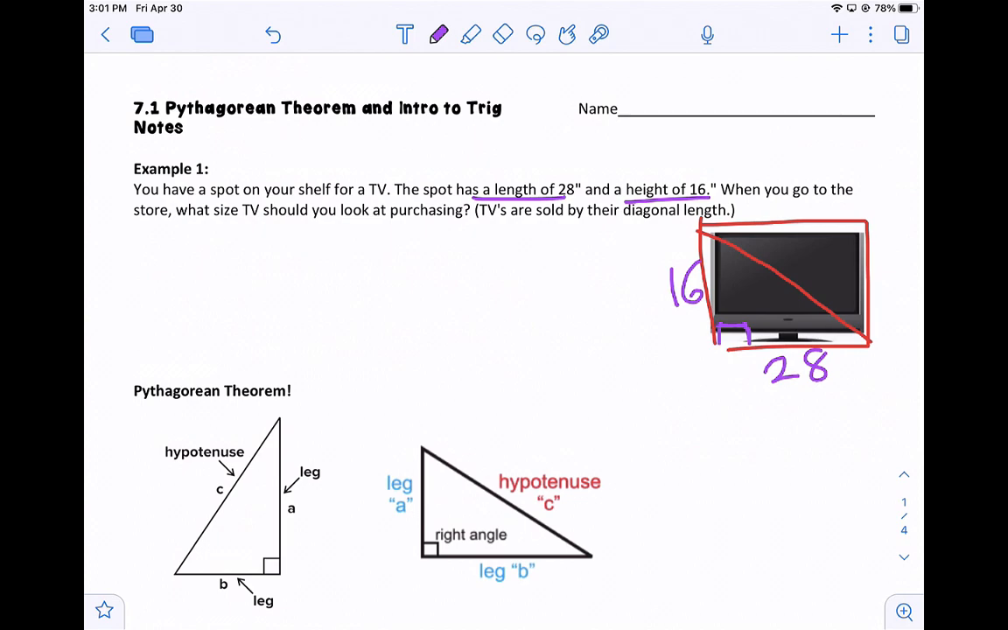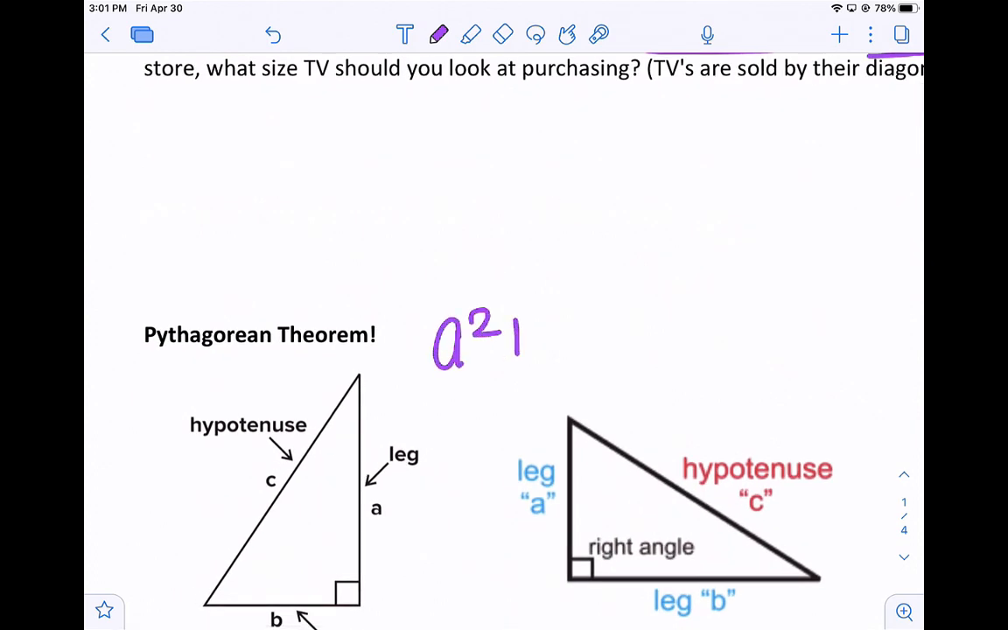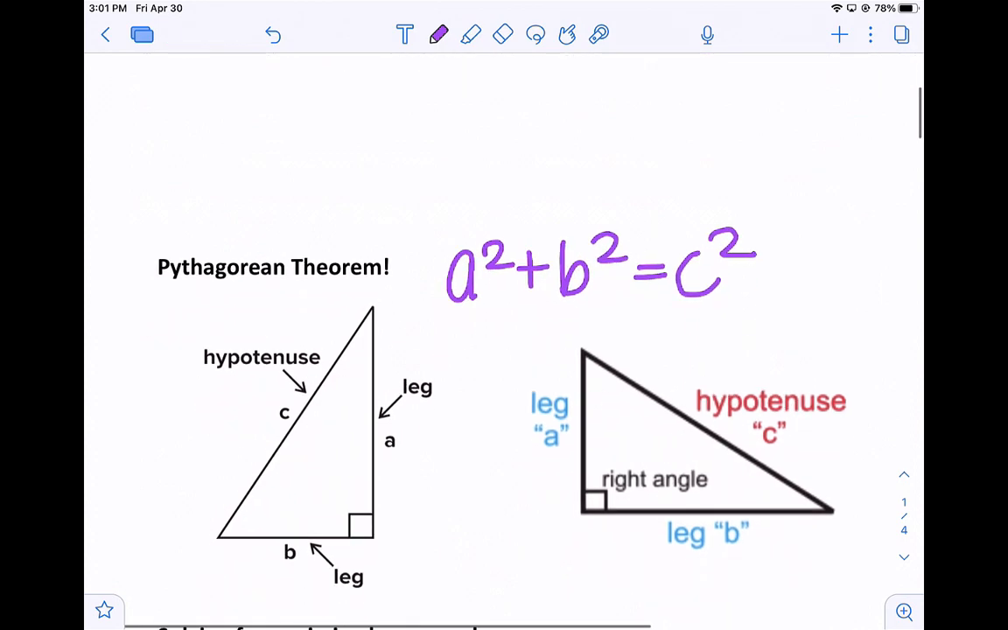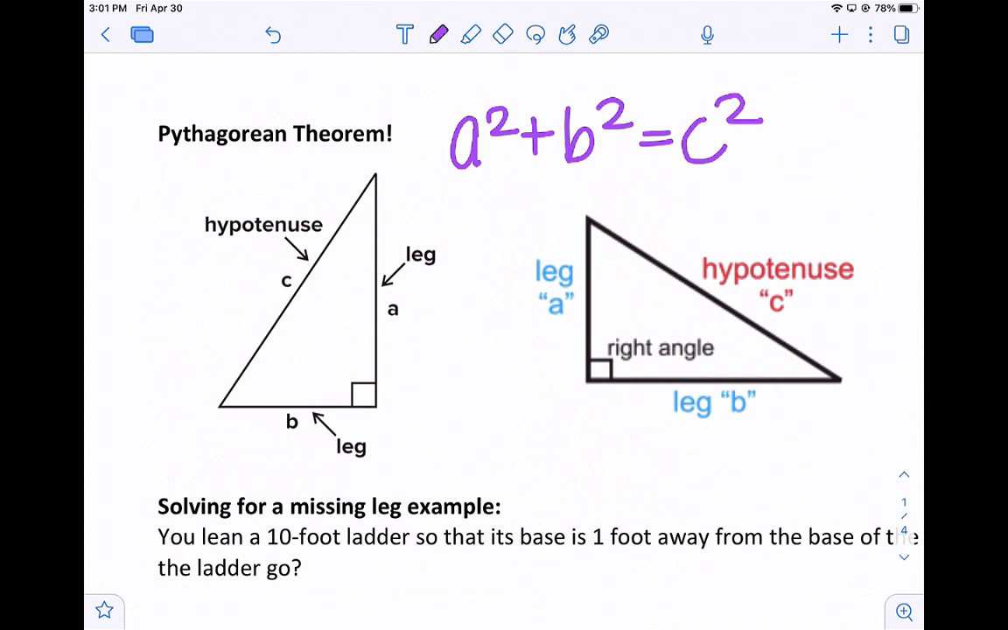And this is a right triangle that we're looking at right here. And if you remember from geometry, if we have a right triangle and you have two sides of a right triangle, you can use something called Pythagorean theorem to solve. And Pythagorean theorem is a squared plus b squared equals c squared. And that is when you have a right triangle.